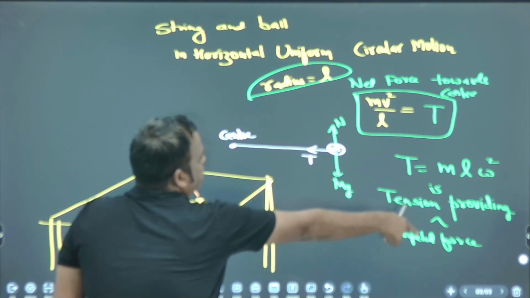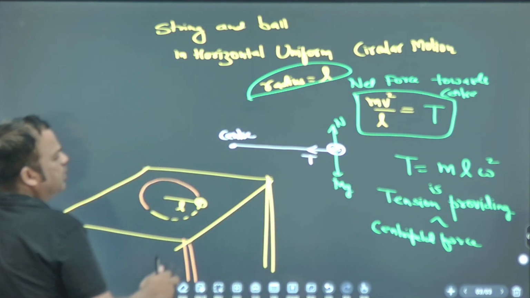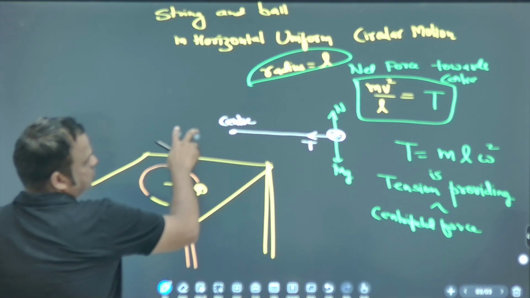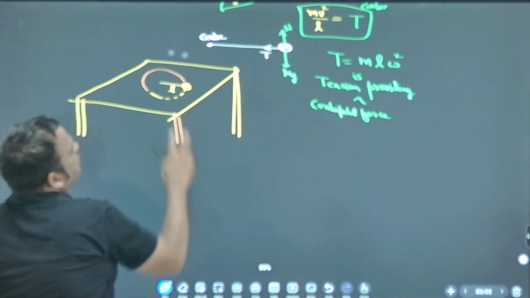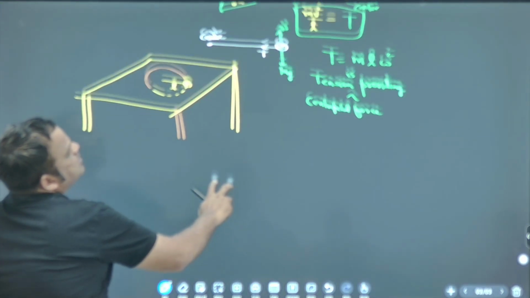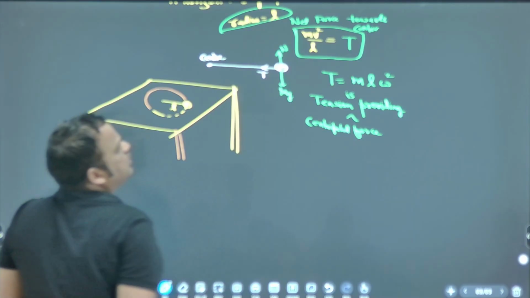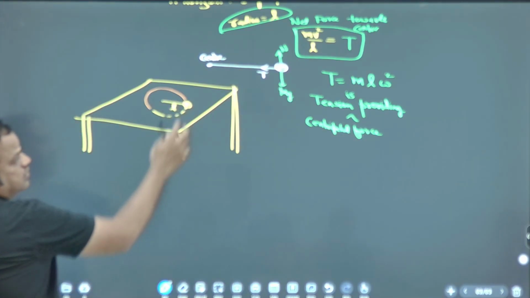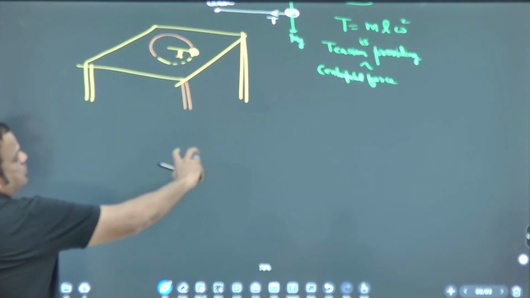So tension is providing centripetal force. Okay, ml omega square, or mv square by r. R means length. Correct?